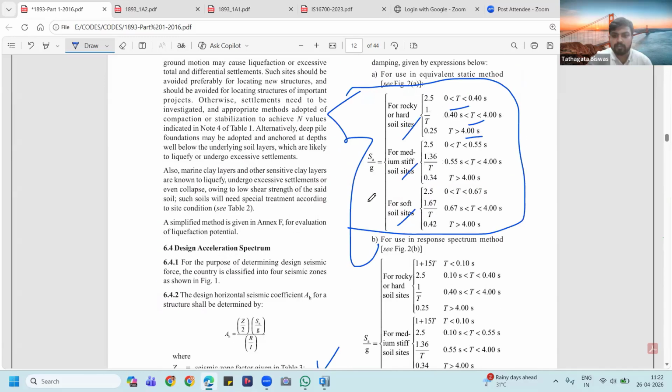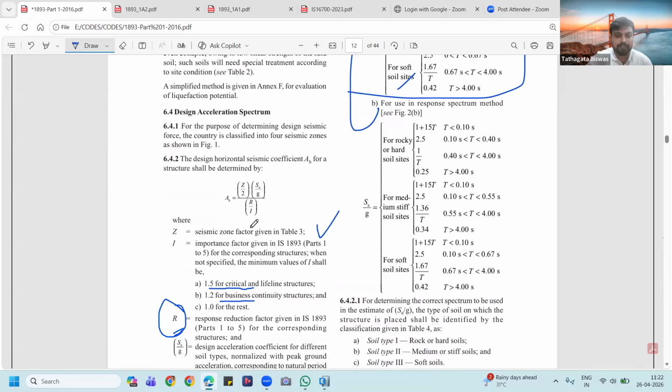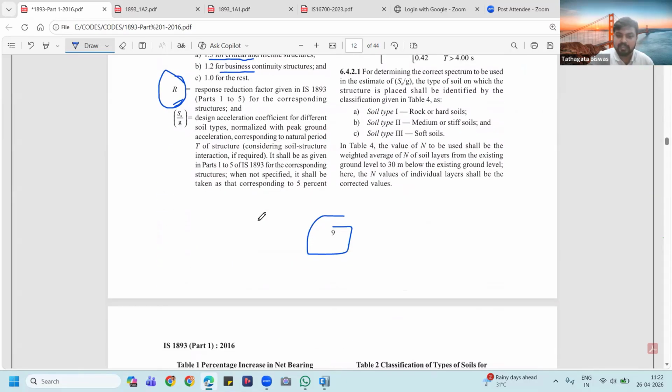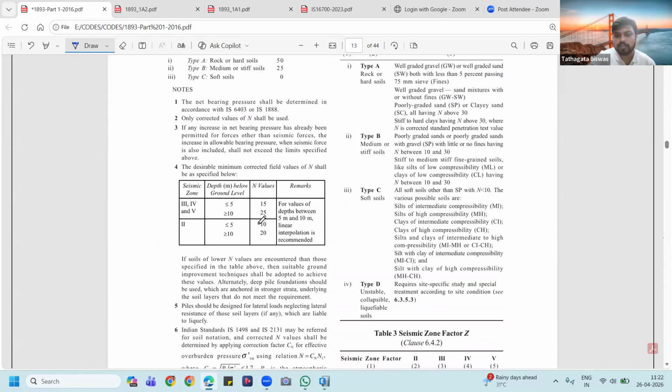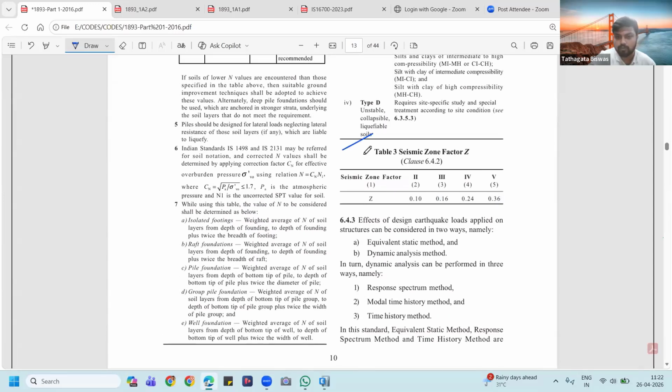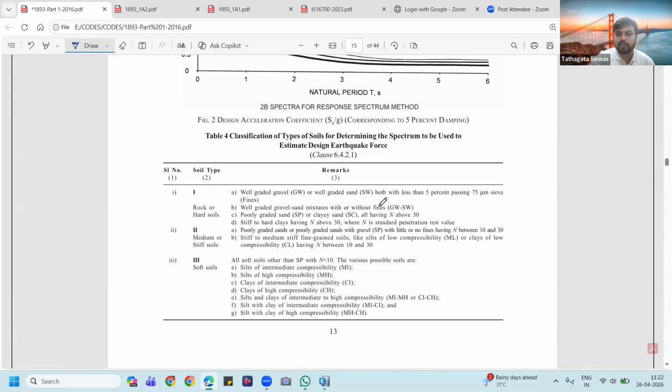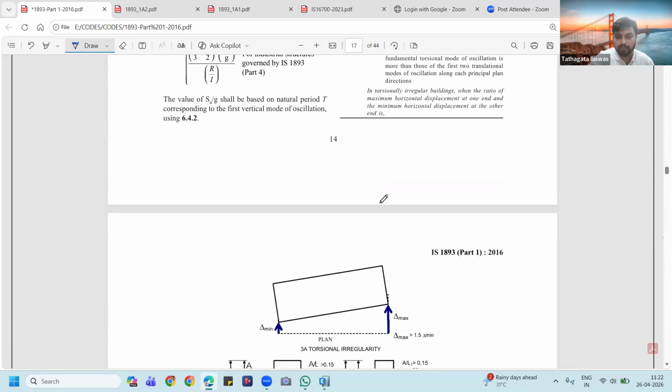Now Sa by g, once you are having it, what are the things left? Everything is over. Z is over, R is over, I is over, Sa by g is over, right? So if you have these values, you can find out the Ah. Now once you have the Ah, there is a W also. Now what is W? I was talking about the zone factor, these are the factors, you can refer to them from table 3. Now W is basically dependent on seismic weight, which I have already mentioned.